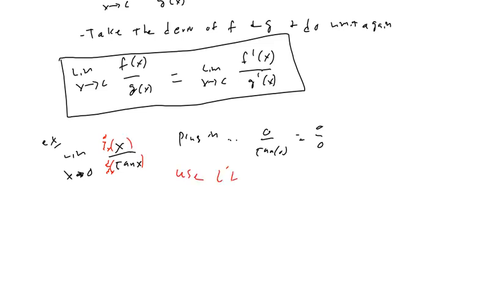Use L'Hopital's rule. You do the derivative of the top and the derivative of the bottom. So this becomes the limit as x approaches 0 of, well, the derivative of x is 1. The derivative of tangent, who remembers what that was? What was that derivative?